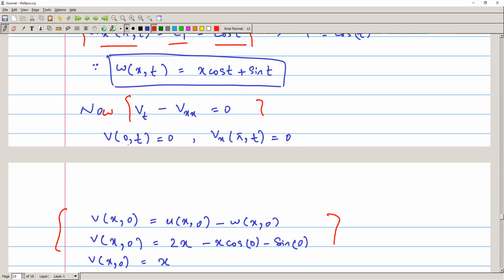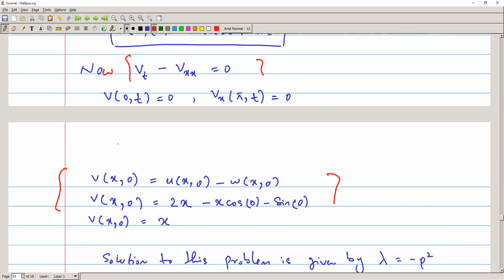So the boundary conditions are v of 0 comma t is equal to 0, v_x of pi comma t is equal to 0, and then the initial condition will be v of x comma 0 is equal to u of x comma 0 minus w of x comma 0. Therefore, this is given as 2x, and this we found as positive x cos t plus sine t, right? So we will plug 0 here for t because the initial condition says that t is equal to 0, right?